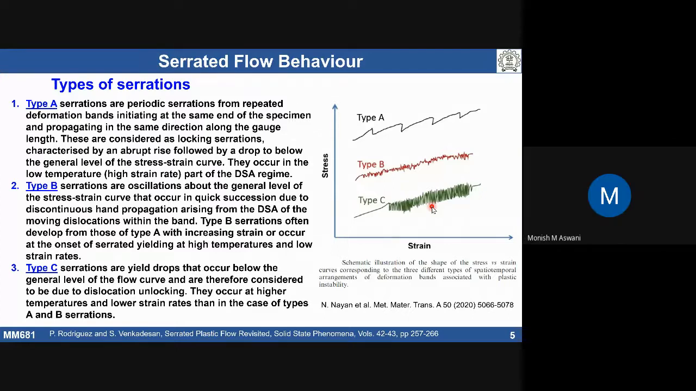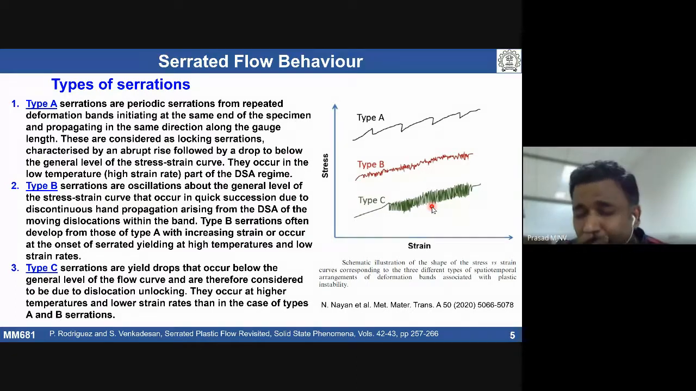Understood. Yeah. Any more doubts here? Because that's the end of what we discussed: yield point phenomenon, strain aging and dynamic strain aging phenomenon. So if there are no more doubts, I think we can start a new topic.